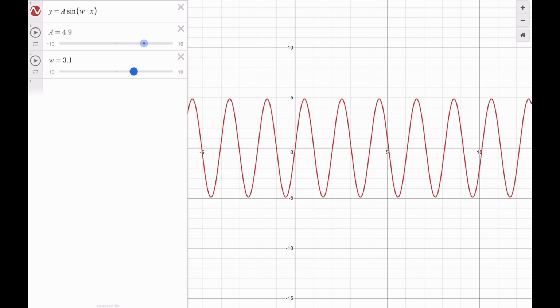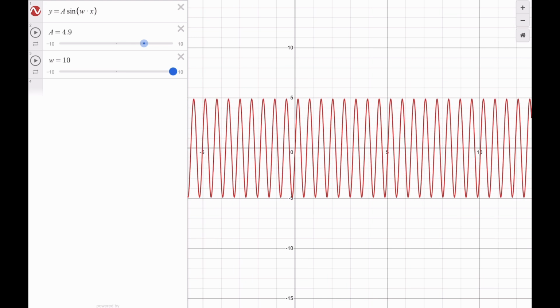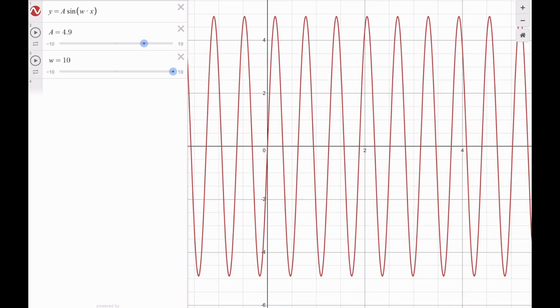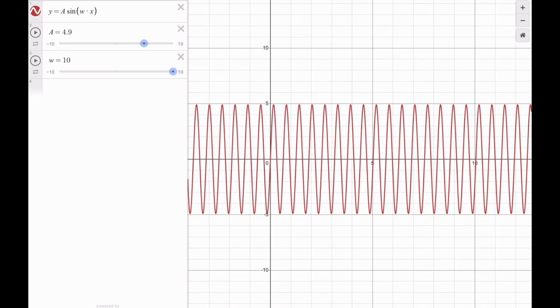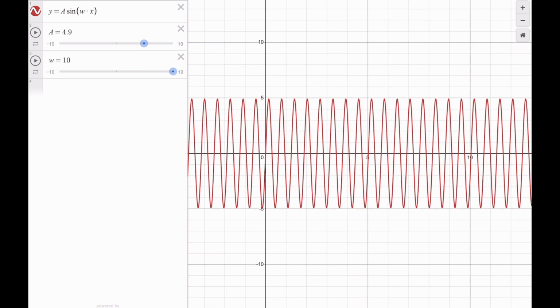And as I increase this W, you can see the sine waves get kind of squashed. So you see more of them in one little unit block. Take a look, for example, right here from 0 to 5 on the x-axis. You could see 1, 2, 3, 4, 5, 6, 7, 8, about 8 peaks when I have omega 10.